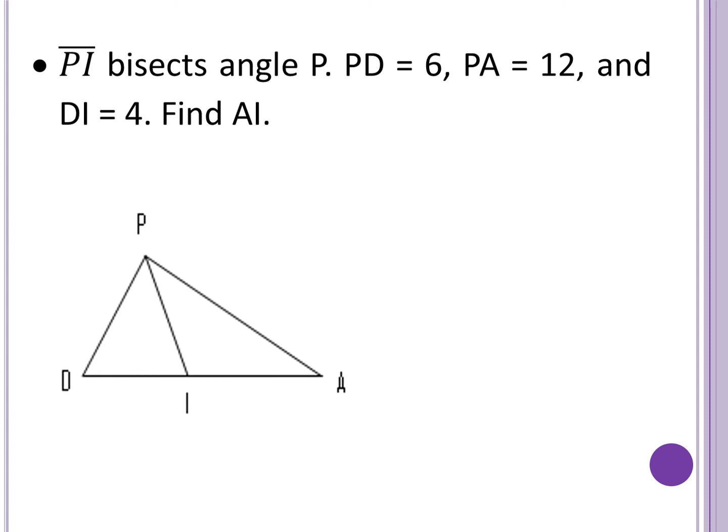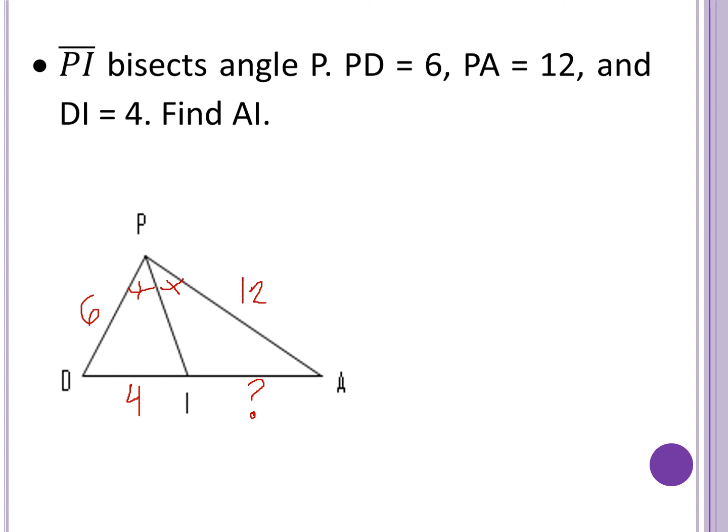Let's have another one. PI bisects angle P. So if PI bisects angle P, it only means that this angle is congruent to this angle. Next, PD is equal to 6. PA is equal to 12. And DI is equal to 4. Find AI. So this is unknown. So in this given example, we apply the triangle angle bisector theorem.